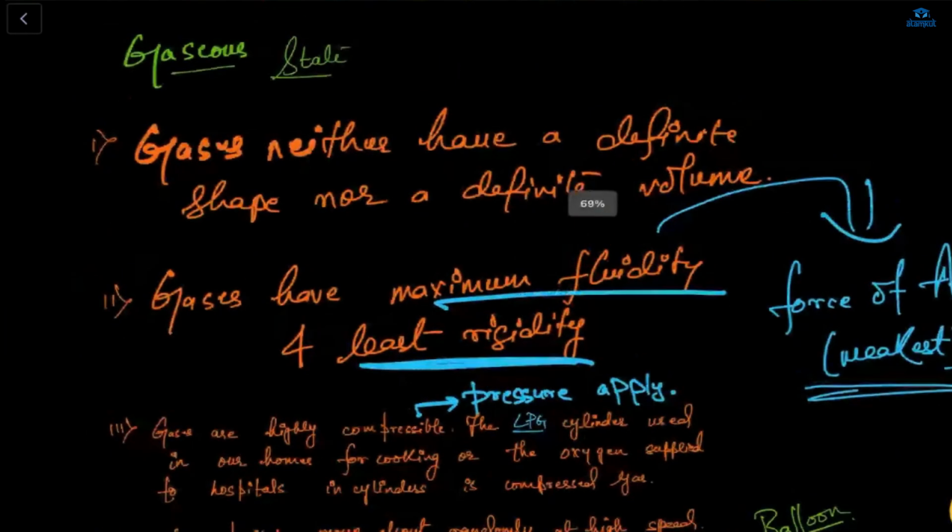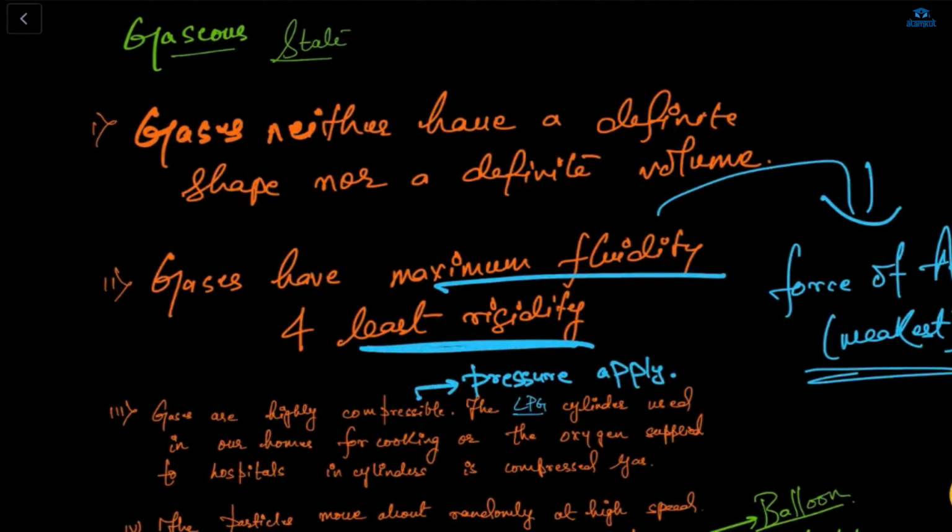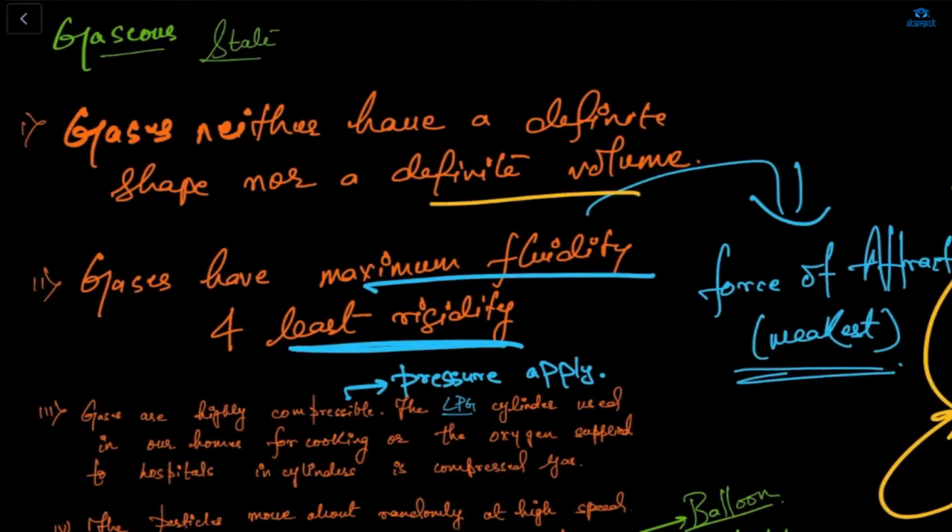Next, what is the gaseous state? Gases neither have a definite shape nor a definite volume. Gas has neither any shape nor any volume. Like, if I am teaching you, in the surrounding there is oxygen, but it is not visible, right? Where is the oxygen? It is not having a shape. It is not having a volume also.